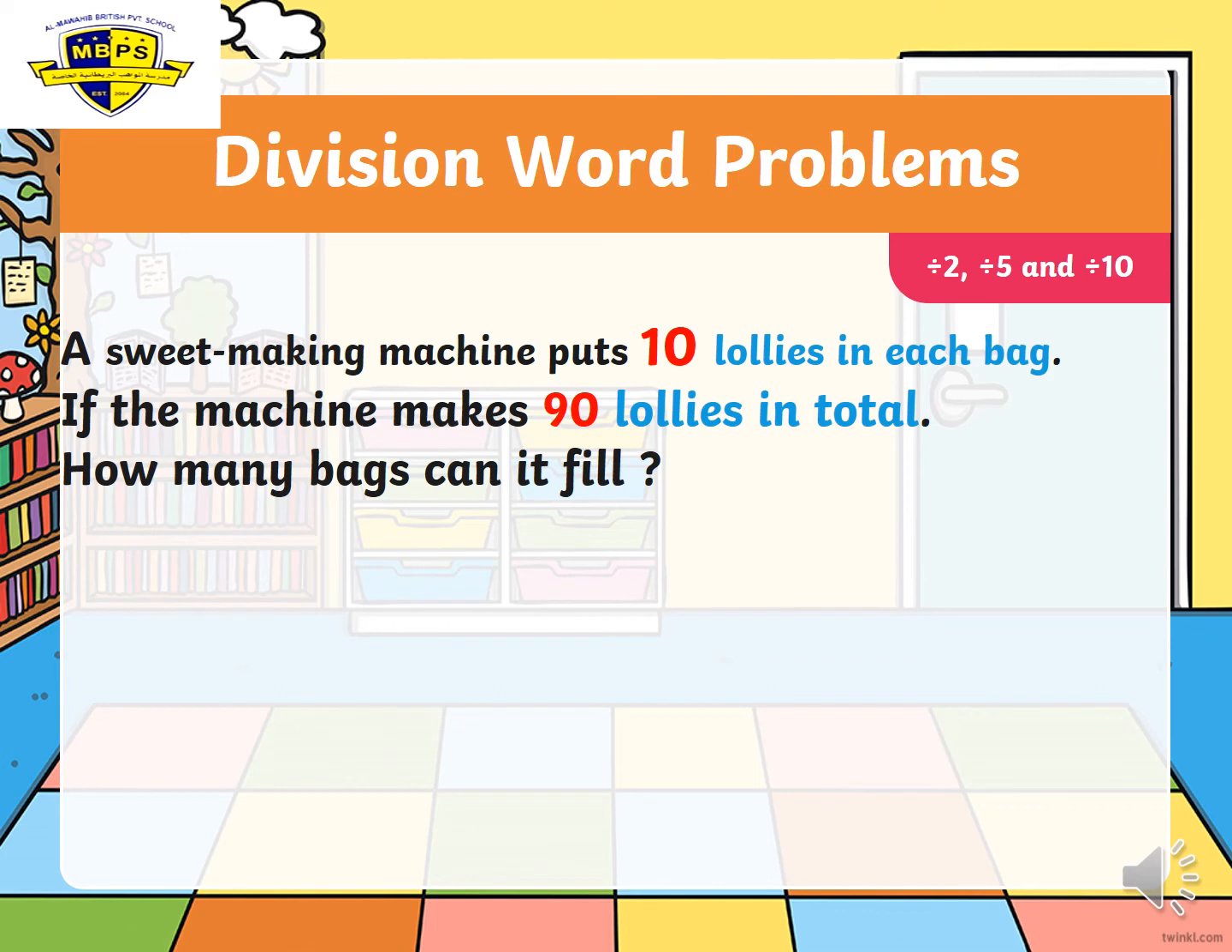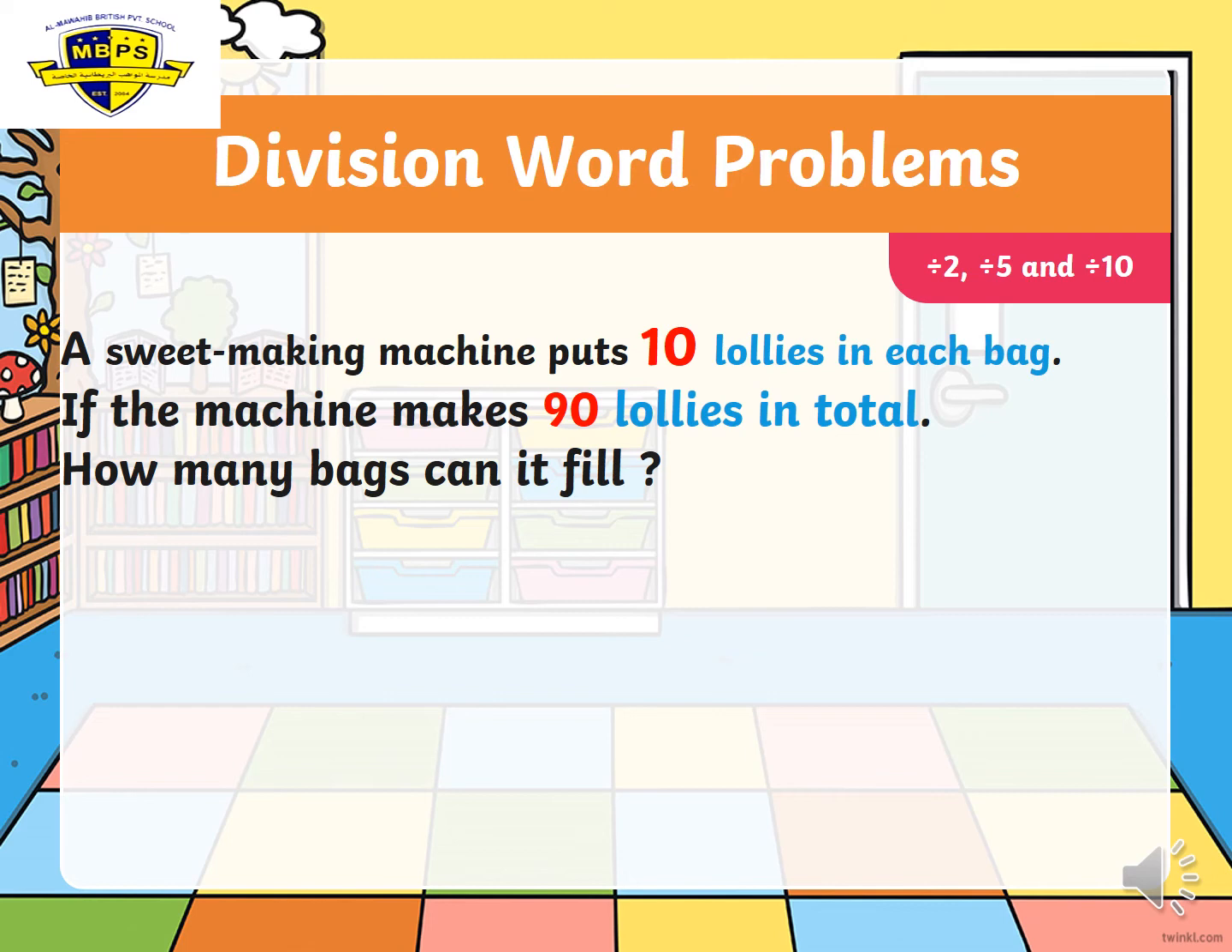Let me explain first. I told you here that we have a machine. This machine makes 10 lollies in each bag. And we have 90 lollies in total. So here I'm giving you the total number. That's the difference between division and multiplication. In multiplication, you have to find the total. But in division, you have the total and you will use it to find the number in each group, or you will find the number of groups.